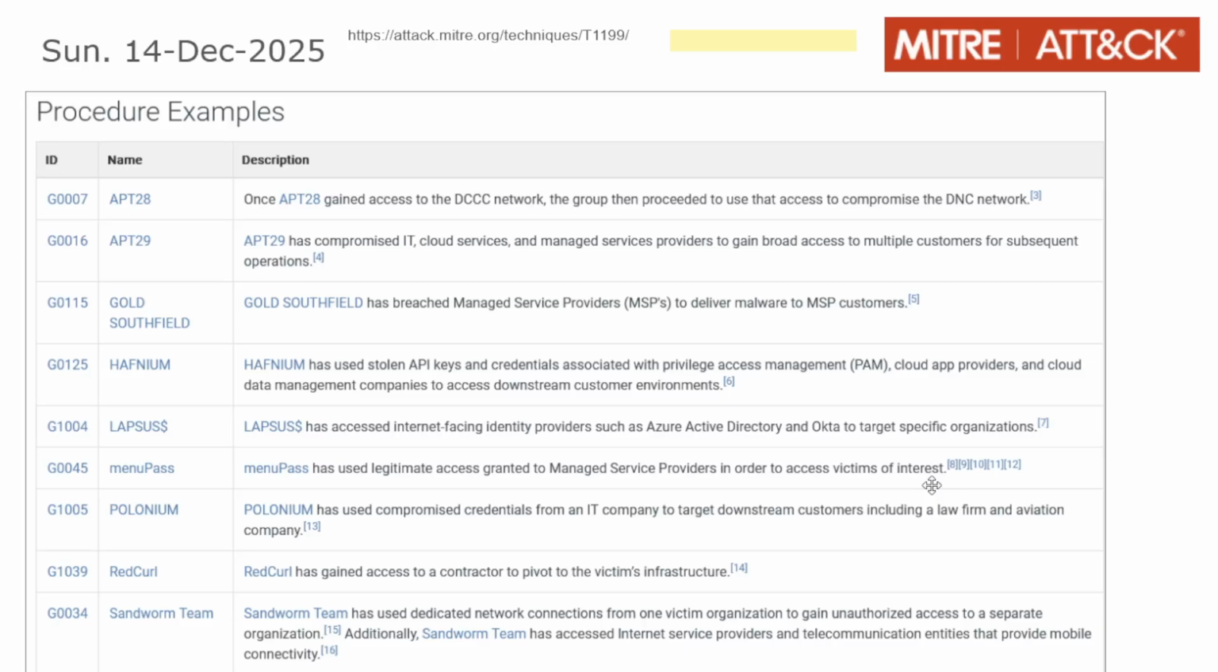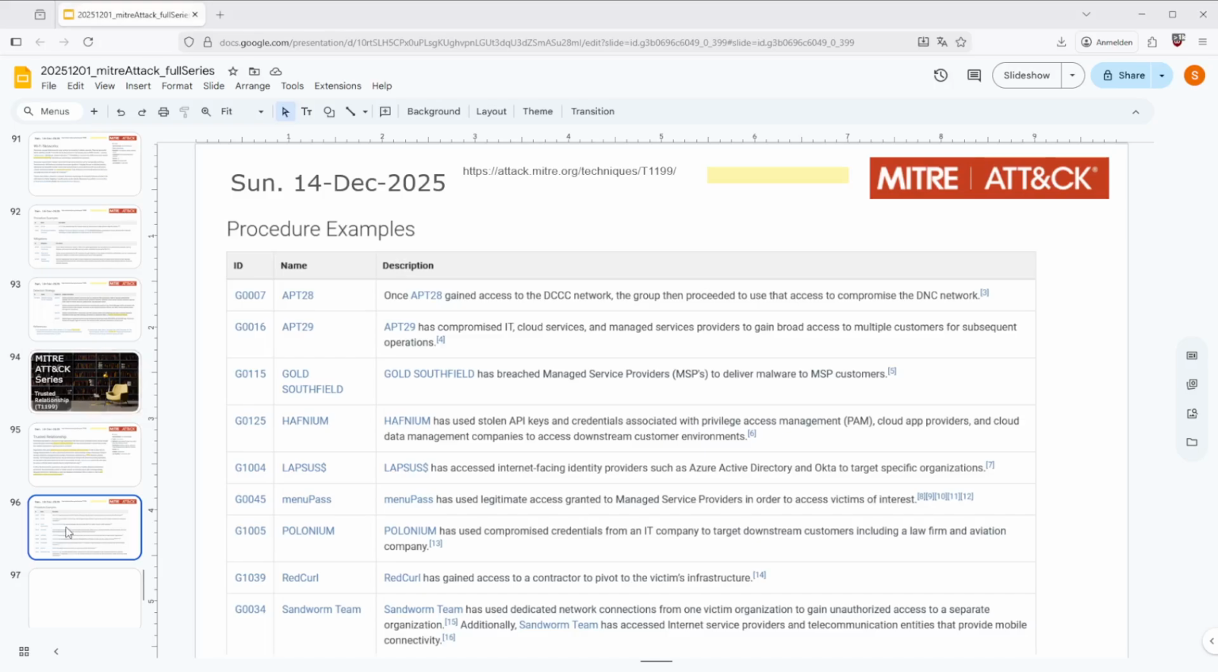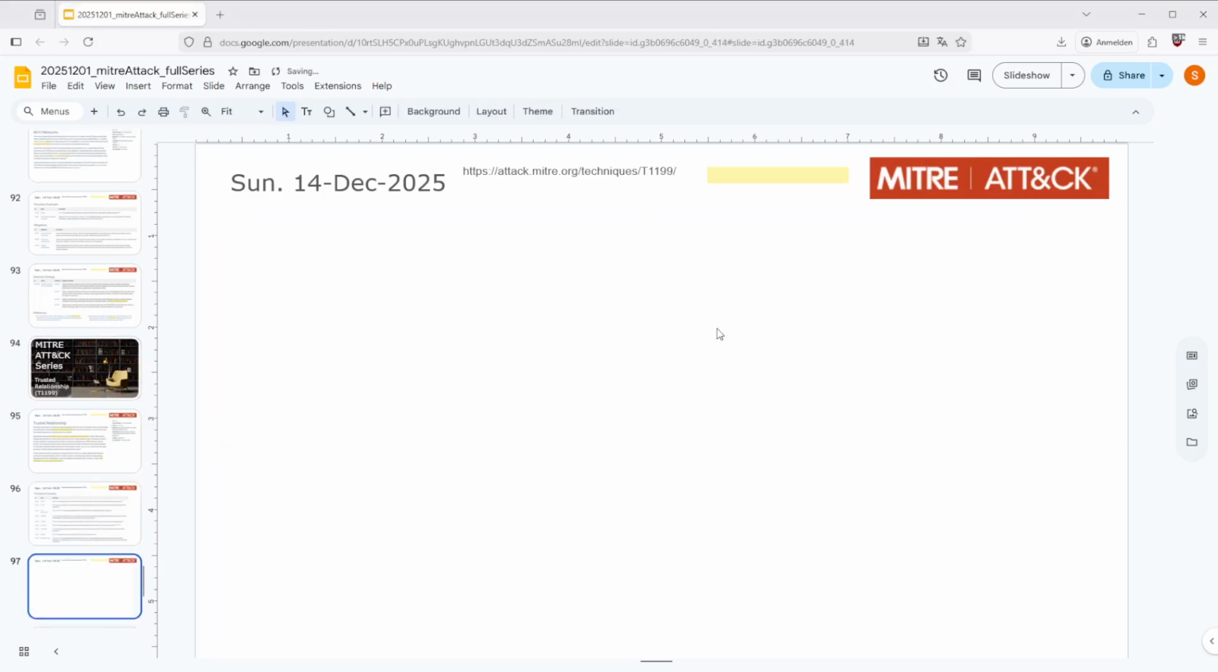Sandworm Team has used dedicated network connections from one victim organization to gain unauthorized access to a separate organization. Additionally, Sandworm Team has accessed internet service providers and telecommunication entities that provide mobile connectivity. Alright, so far so good. We have groups here. These are all groups, by the way. We didn't catch even one software, and it doesn't exist in the procedure examples. Those are only groups, but there's no software for that. Well, alright then. Next step is to take a look at some mitigations.